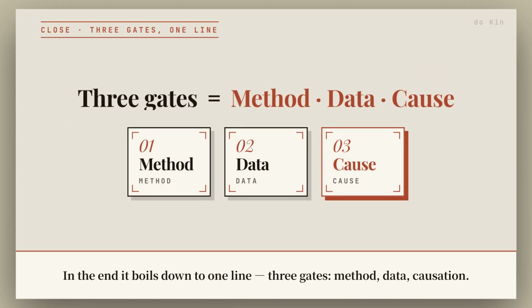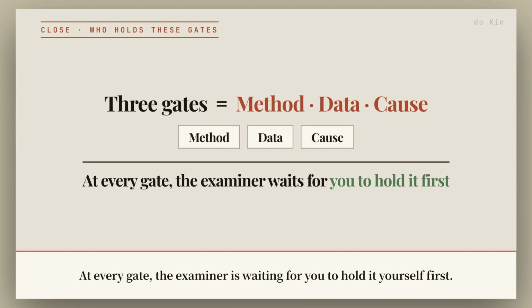In the end, it boils down to one line, 3 gates, method, data, causation. At every gate, the examiner is waiting for you to hold it yourself first.